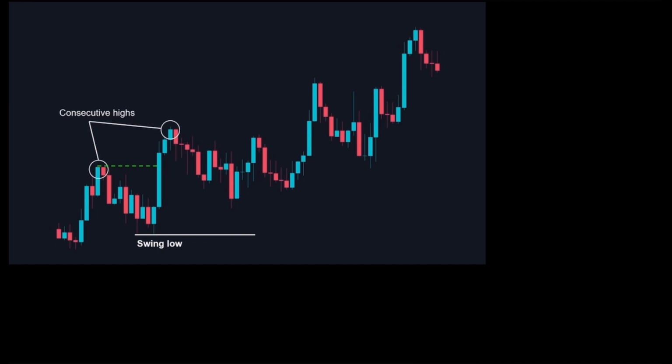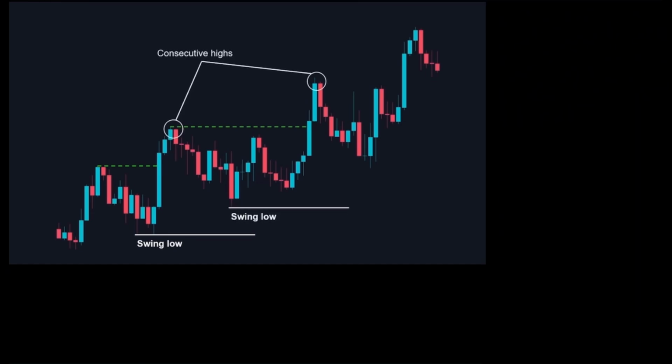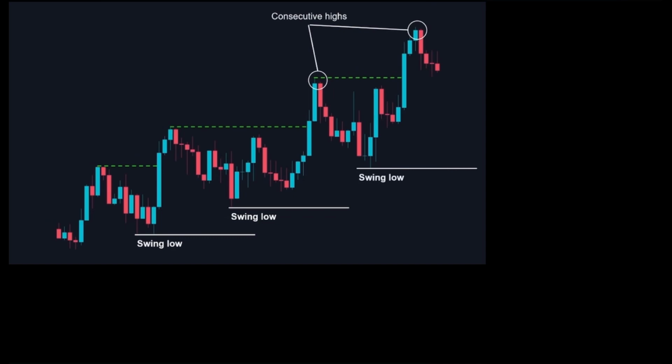And for a valid change of character, we need to see a candle break and close below this level. Here we have another break of the structure caused by this move, so once again the lowest point of two consecutive highs is identified as the swing low. Another two consecutive highs and a swing low we have. Keep in mind that the same concept applies to the bearish scenario.